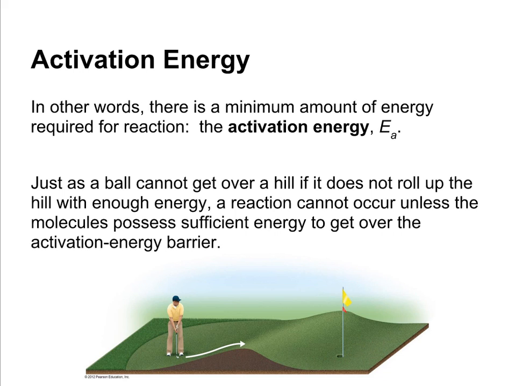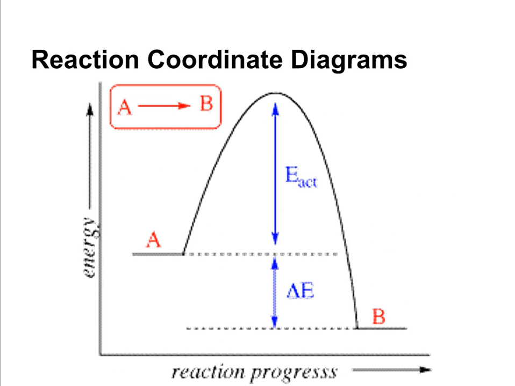Just like a golfer can't putt a ball over a hill if it doesn't roll up the hill with enough energy, a reaction's not going to start unless the molecules have enough energy to get over that activation energy barrier. This graph right here is called a reaction coordinate diagram. It shows the change in energy over the course of a reaction.